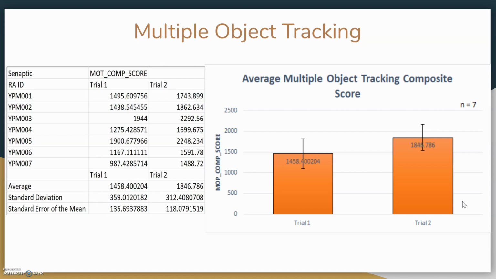For multiple object tracking, we focused on the composite scores. Using Excel sheets, we calculated the average, the standard deviation, and the standard error of the mean for each data set. We had to create the scores for the second trial because we didn't have enough time to run all the RAs again. After we calculated all the averages and the standard deviation, we used the bar graph to represent the average composite score for each trial.